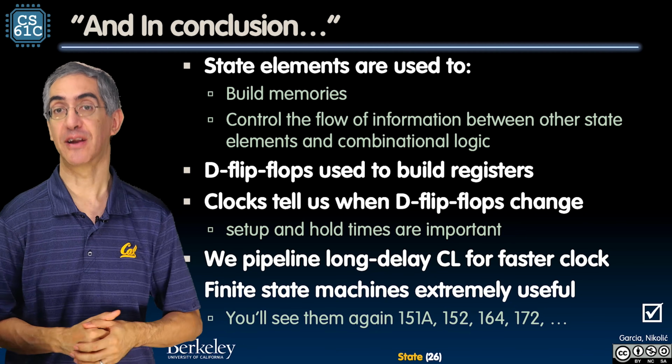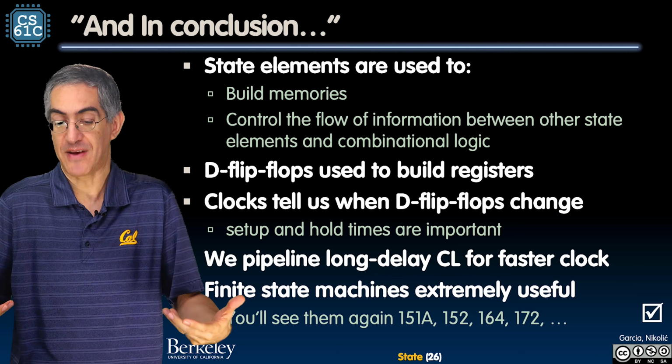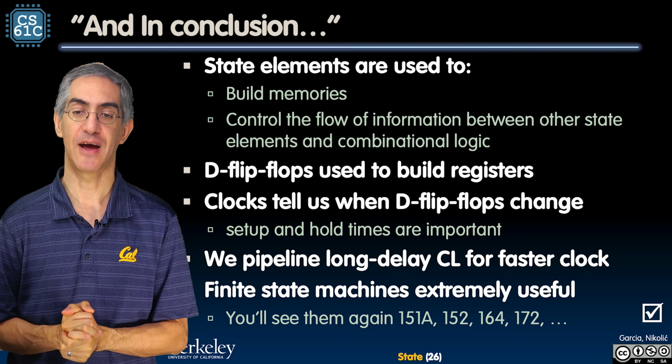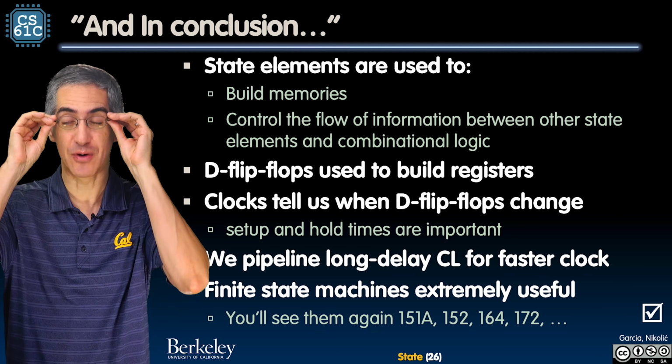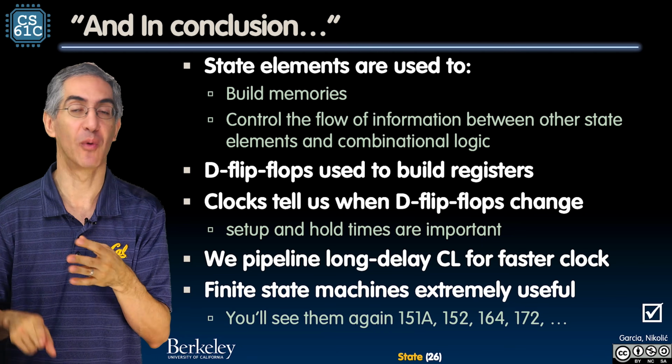And I mentioned pipelining for a faster clock: a long-delay combinational logic, break it into pieces, pipeline it to have a faster clock. We can do that. Smaller clock period. We love that. And they're extremely useful. You're going to see them in a lot of classes. Finite state machines are really powerful ideas. You'll see them in 151A, 152, 164, 172.